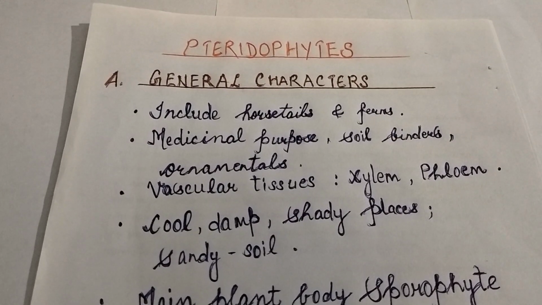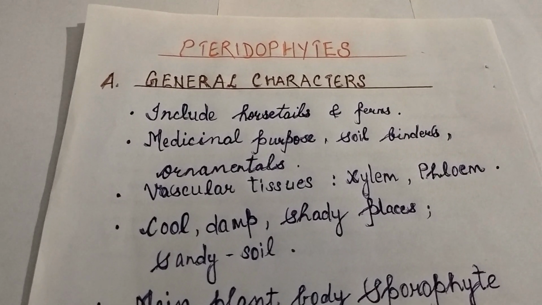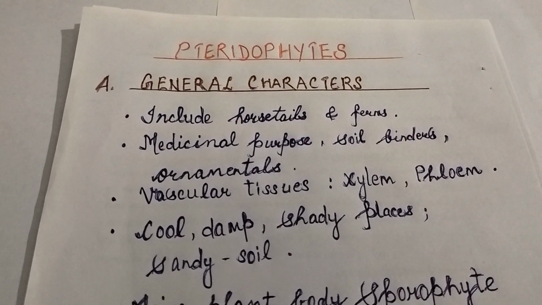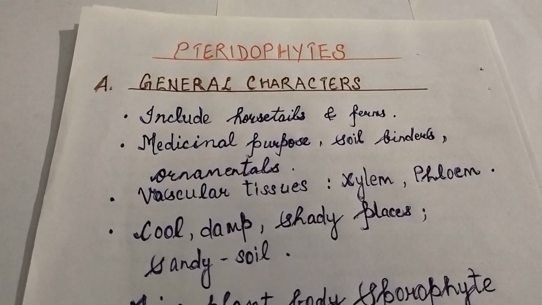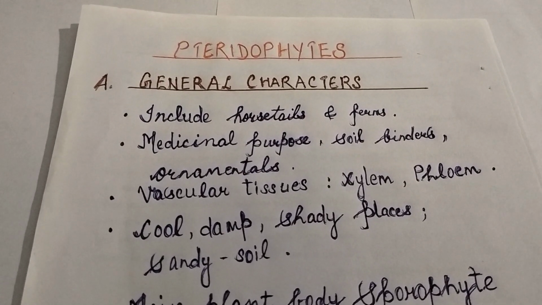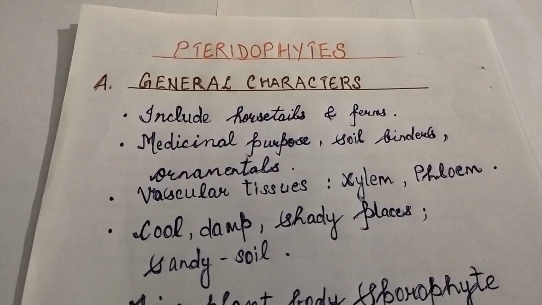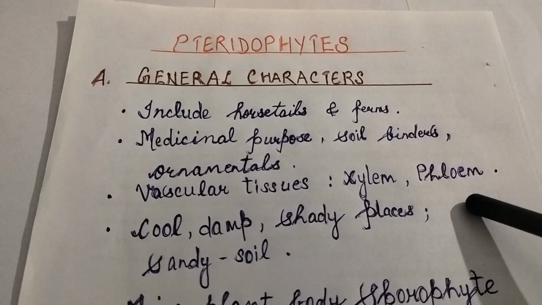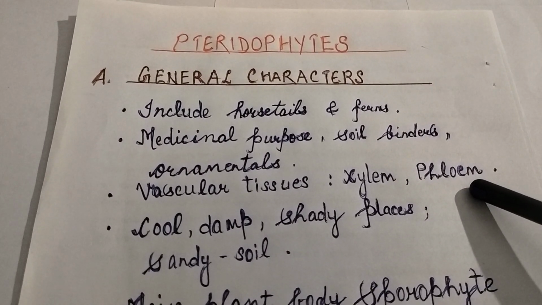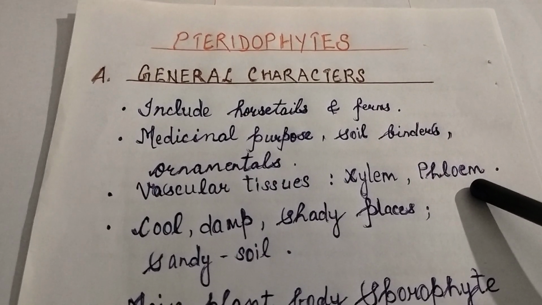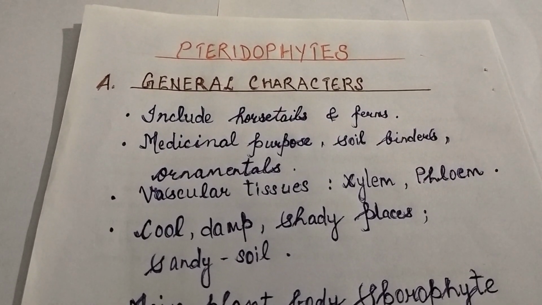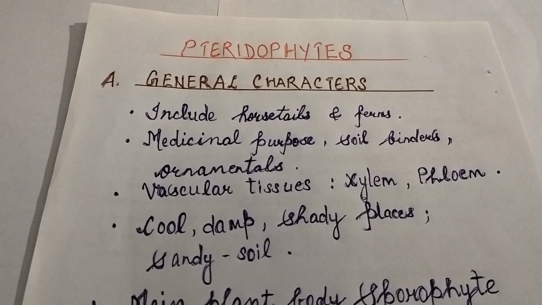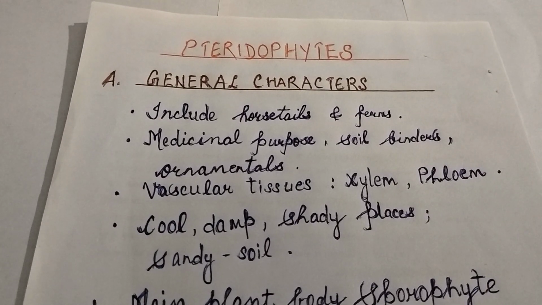Though not very tall, they have some height. And for the transportation of water and food material, vascular tissues, vessels are needed, and pteridophytes show vascular tissues. Xylem is for the transportation of water and phloem is for the transportation of food, that is minerals. So here you can see evolutionarily pteridophytes are the first terrestrial plants to possess vascular tissues.